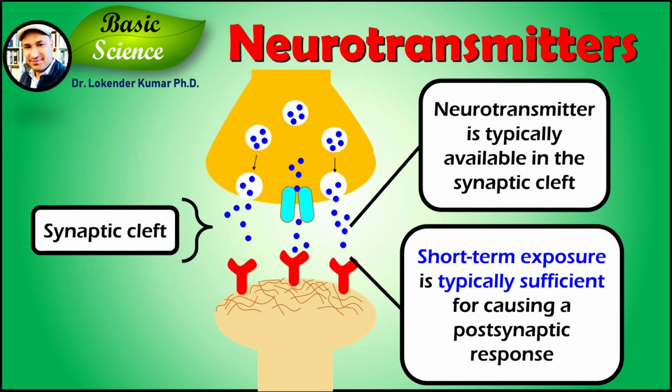A released neurotransmitter is typically available in the synaptic cleft for a short time before it is metabolized by enzymes, pulled back into the presynaptic neuron through reuptake, or bound to a postsynaptic receptor. Nevertheless, short-term exposure of the receptor to a neurotransmitter is typically sufficient for causing a postsynaptic response by way of synaptic transmission.